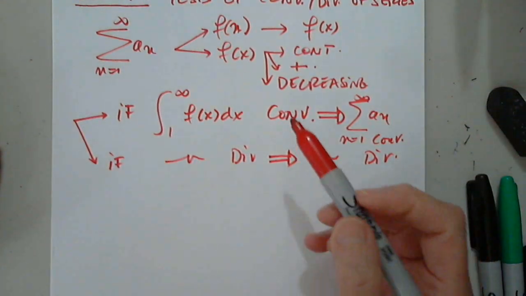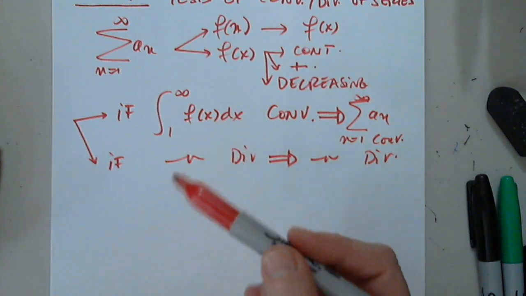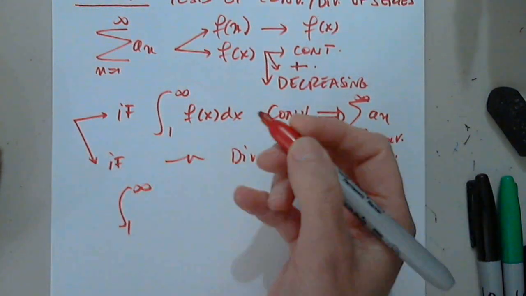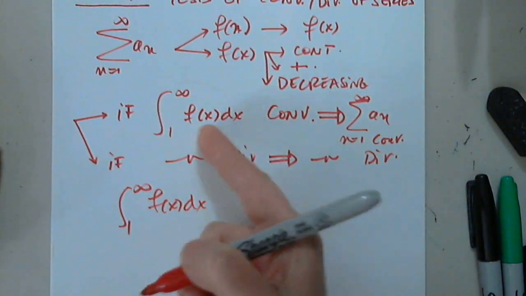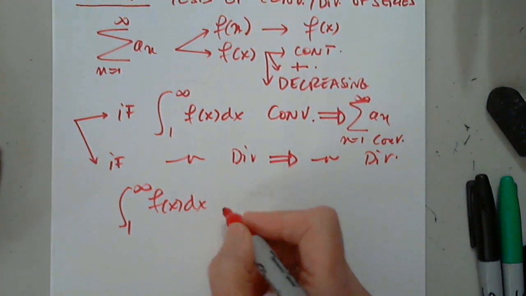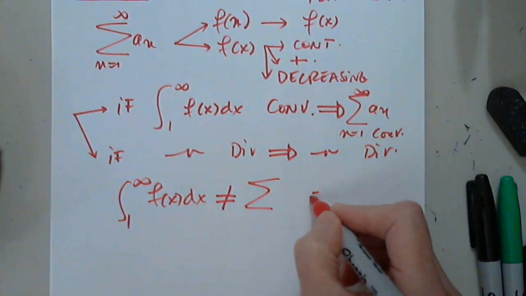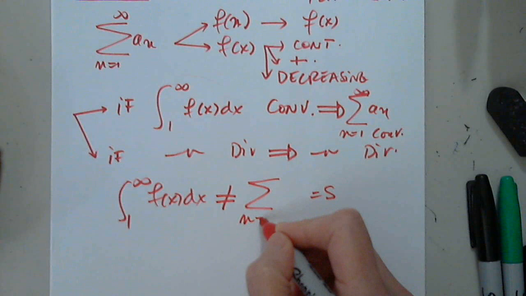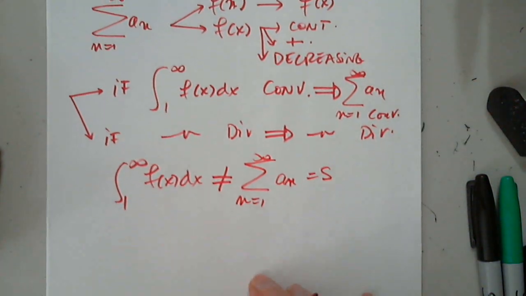I don't want you to assume that whenever you get a convergent improper integral, and let's say you get a number, of course, for that improper integral, then I don't want you to assume that this will equal what is called S, the sum of the series. Okay, so please do not assume that.